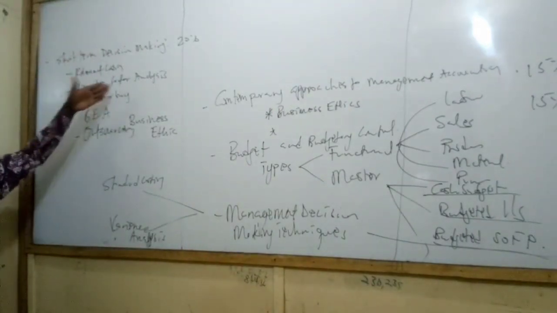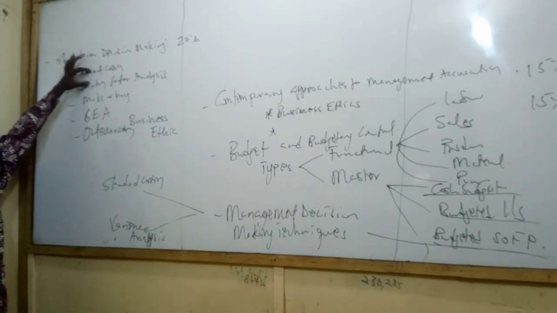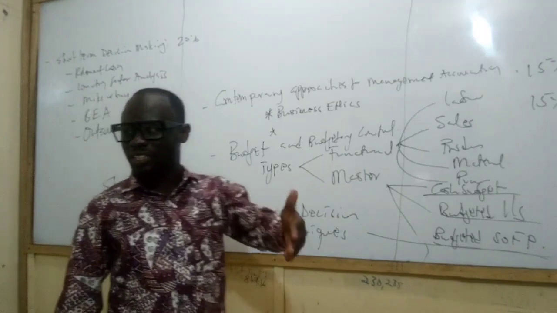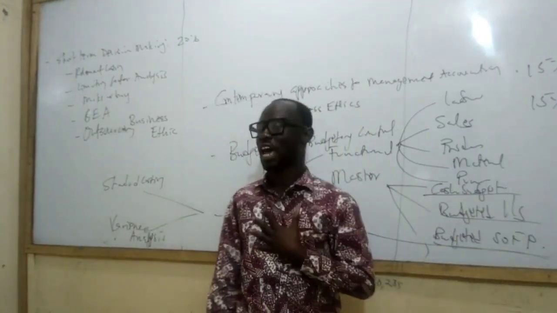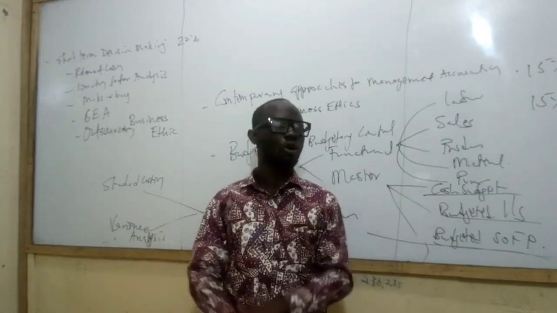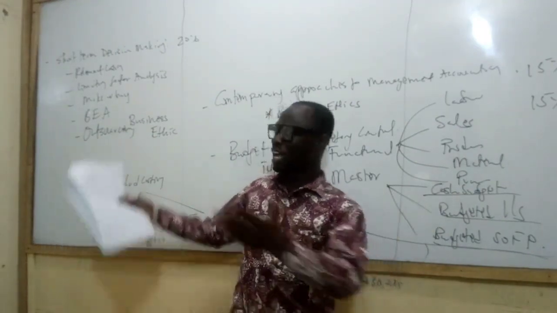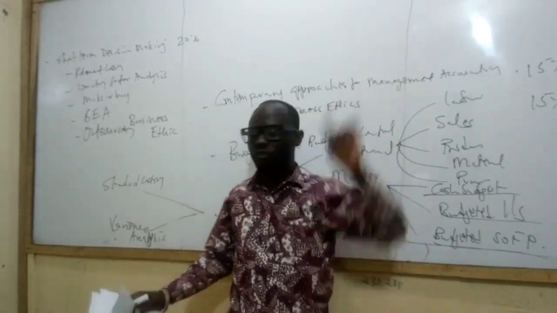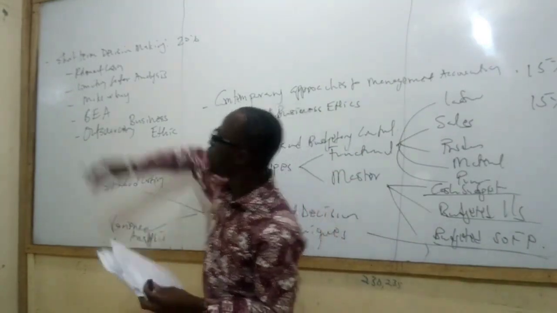And the favorite area for the examiner is relevant costing analysis. Why is that favorite? Because that is what will happen. It is called special order decision. So for instance, if we are an event organizing company and Joe Mattel wants to organize an event at the Accra Sports Stadium, how much will we charge Joe Mattel and make profit? To make that decision, we will be using what?